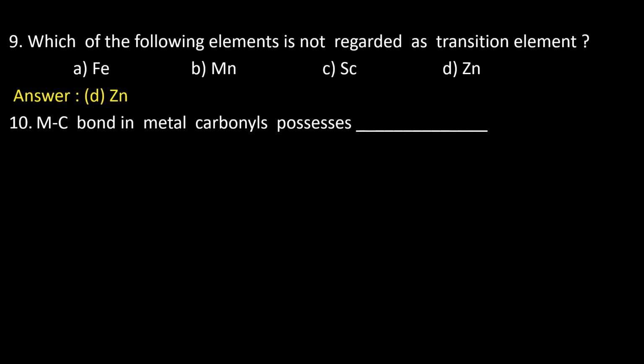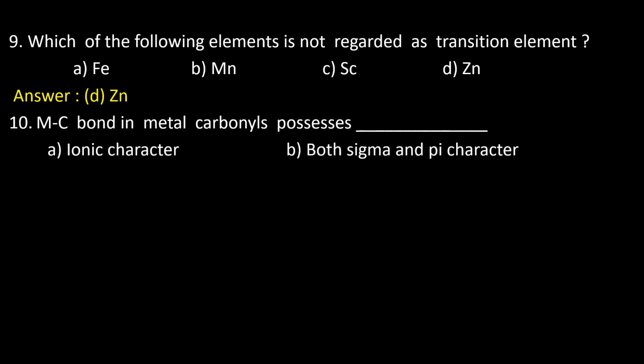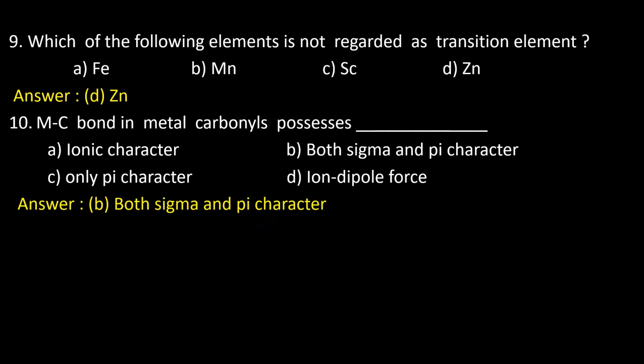Let us take question number 10. The M-C bond in metal carbonyls possesses dash. A. Ionic character, B. both sigma and pi character, C. only pi character, and D. ion-dipole force. The correct option is the second option, that is both sigma and pi character, that is possessed by the M-C bond in metal carbonyl.